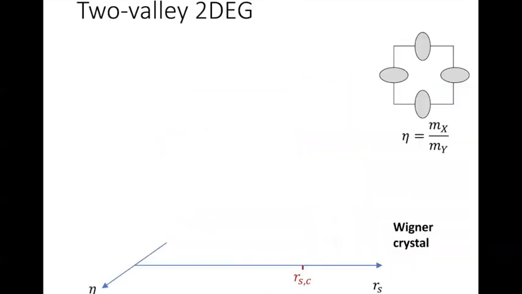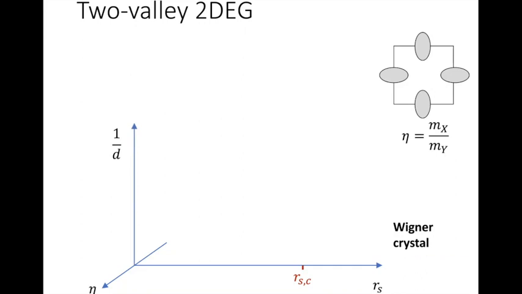So I'd like to analyze this problem. This is what I'll be talking about: this type of 2D electron gas with two valleys with elliptical Fermi surfaces with this anisotropy parameter. So before, in the 2D electron gas, we only had one parameter to vary, which is rs. Now we'll treat this extra parameter eta, which is the mass ratio. It would be useful for my purpose, even though it's not there in the experiment.